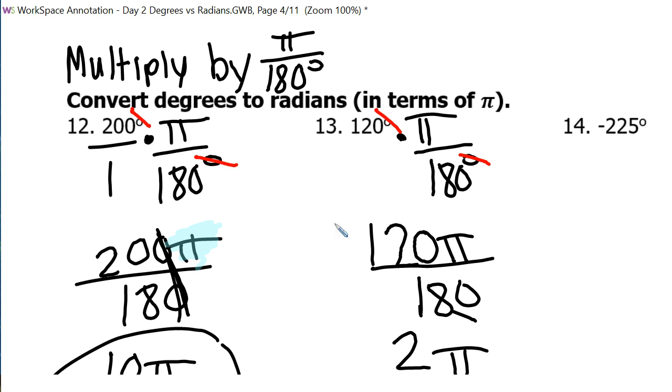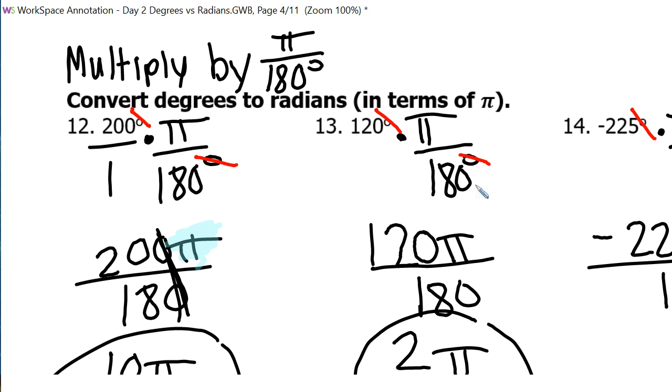14 and 15 are done the exact same way, they just threw in a negative for us. So we're still going to multiply by pi over 180 degrees. And we want that degree symbol in the denominator. That way the degree symbol in the numerator will cancel with the degree symbol in the denominator. So that leaves us with negative 225 pi over 180. So our answer will be negative. We'll have that pi symbol. And we need to simplify that fraction. So what does that fraction simplify to? Yeah, 5/4. So negative 5 pi over 4.